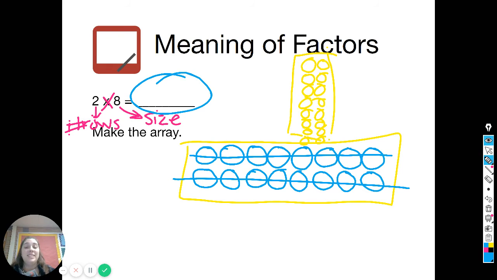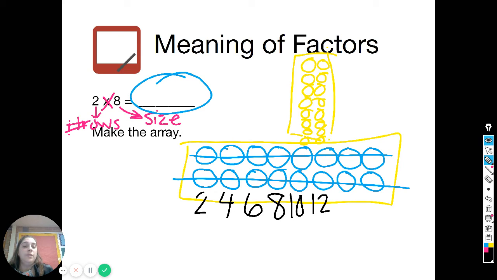So we're going to skip count, okay, by 2s. 2, 4, 6, 8, 10, 12, 14, 16, okay? So we know 2 times 8 is, or 2 groups of 8 is 16.